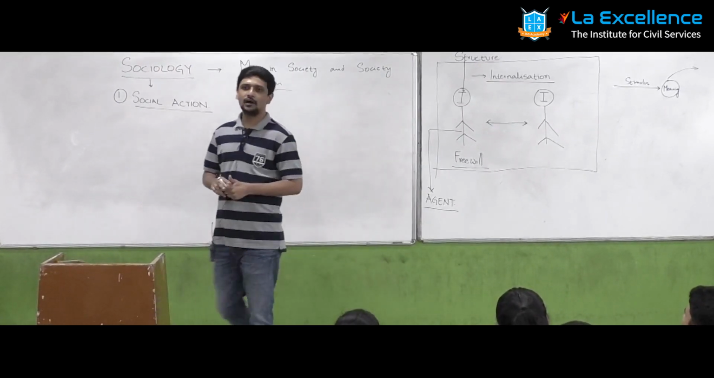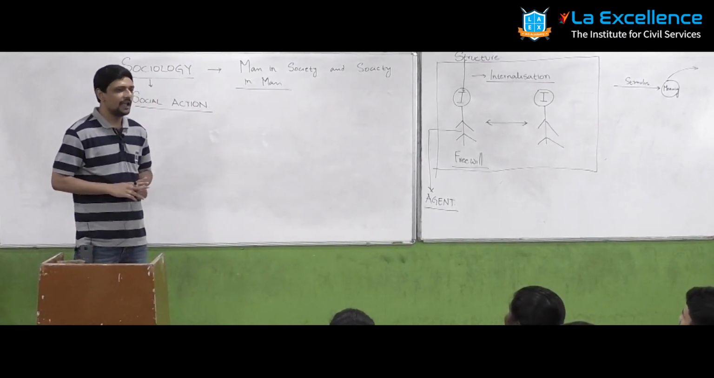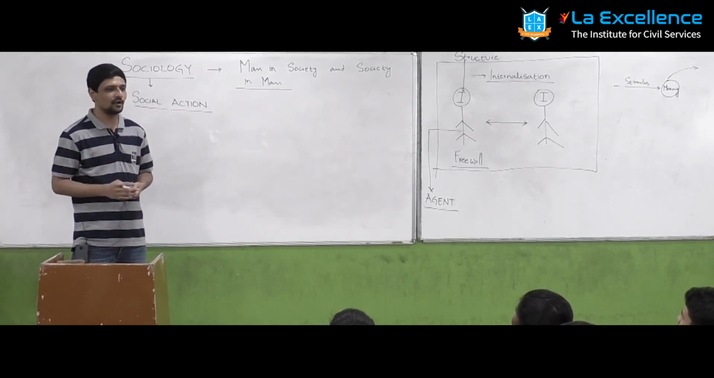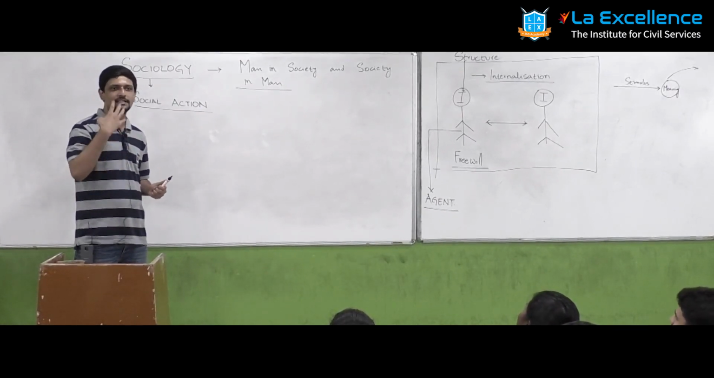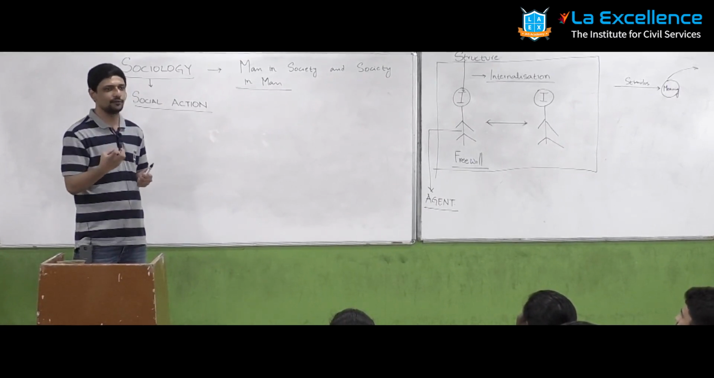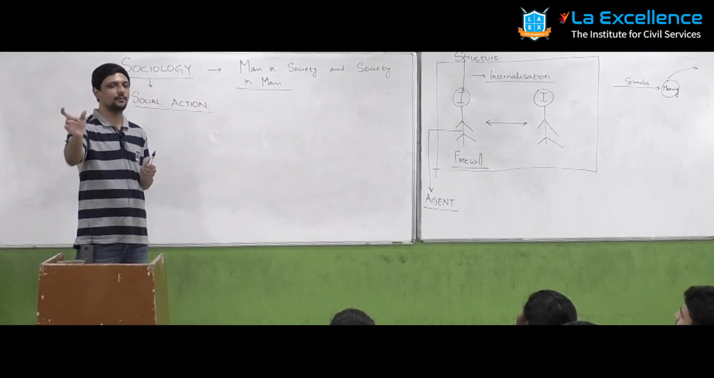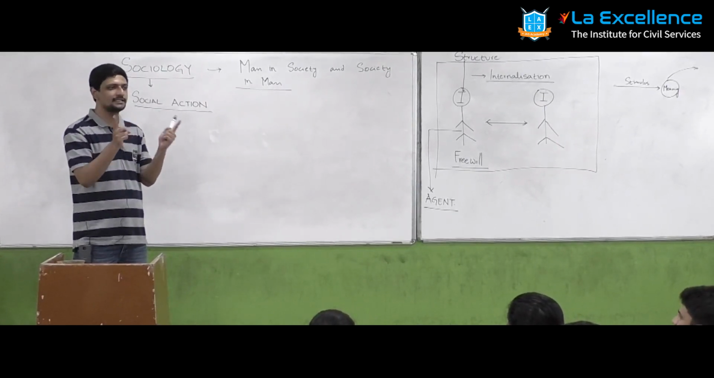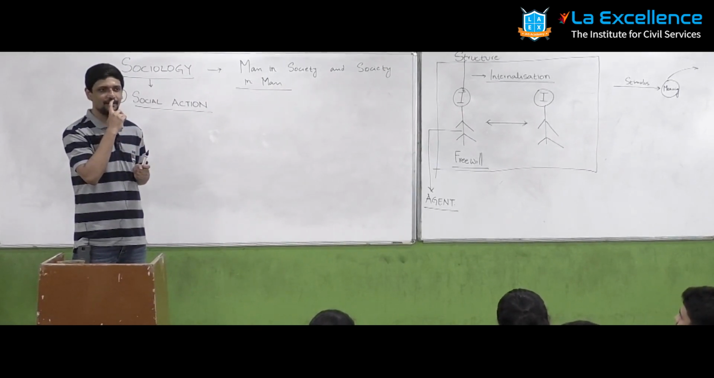What is an example of this? After a long day's work, you have gone home and you want to listen to some music. You take into consideration so many things. How am I feeling? What are the popular songs in the market today? And then you play one song. So there you are acting meaningfully, but it is not oriented towards any other person. As long as there are two people and you are acting towards each other in a meaningful manner, that becomes a social action.